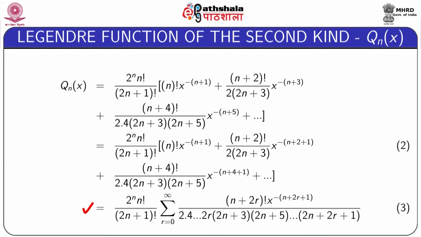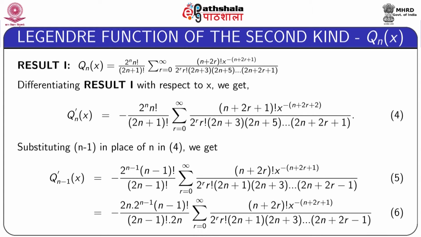is equal to 2 to the power n into n factorial divided by (2n+1) factorial, summation r equal to 0 to infinity, (n+2r) factorial x to the power minus (n+2r+1) divided by 2.4...2r (2n+3)(2n+5)...(2n+2r+1). We put this under result 1, that is Qn(x) is equal to 2 to the power n into n factorial divided by (2n+1) factorial multiplied by this whole expression.